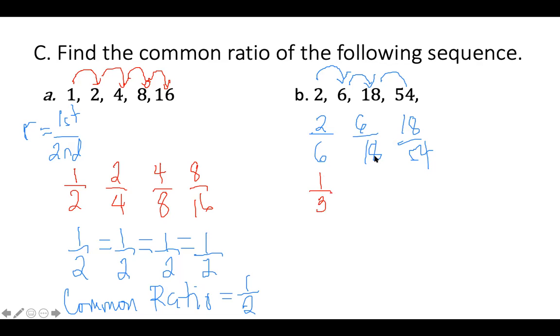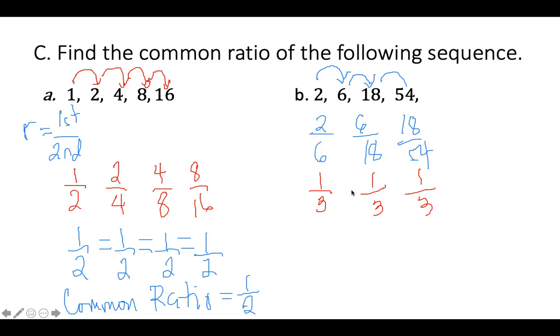Diba? Okay, next, 6 over 18. 6 and 18 are divisible both by 6. So we can divide both numerator and denominator by 6. So 6 divided by 6 is 1. 18 divided by 6 is 3. At tingnan natin yung 18 over 54. 18 ay divisible by 18, 54 naman ay divisible by 18. So we can divide both numerator and denominator by 18. So 18 divided by 18 is 1, and 54 divided by 18 is 3.